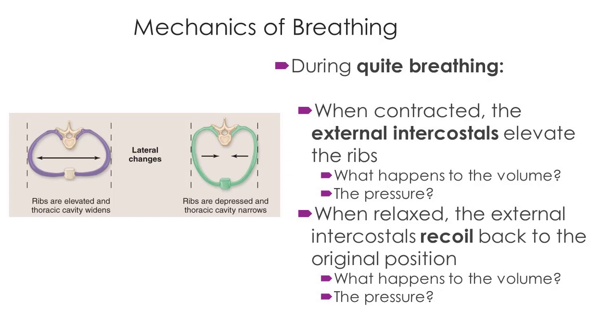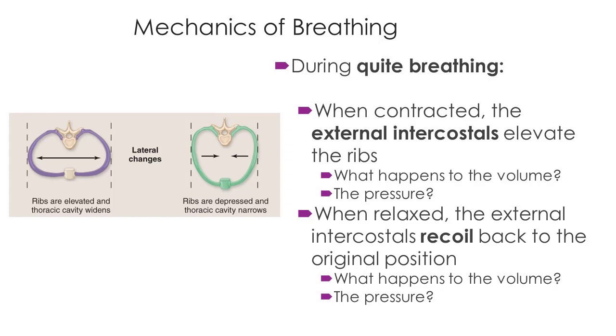So when your external intercostals, do we understand what intercostals are? You remember this from A&P 1? Where are the intercostals? In between the ribs. In between the ribs. Where are the external intercostals? They're on the outside. Get it? External? Where are the internal intercostals? They're on the inside. Oh, isn't that so easy? We're going to be playing with both of those. But for quiet breathing, we're just using your external intercostals.